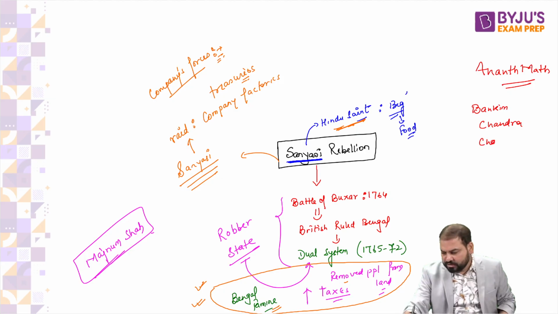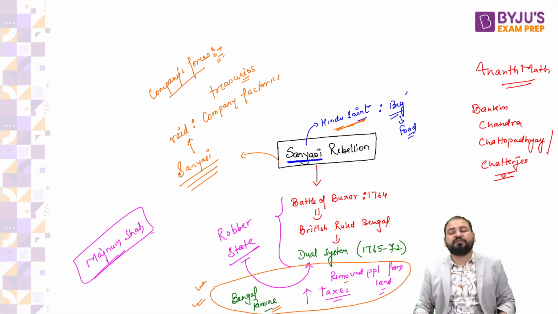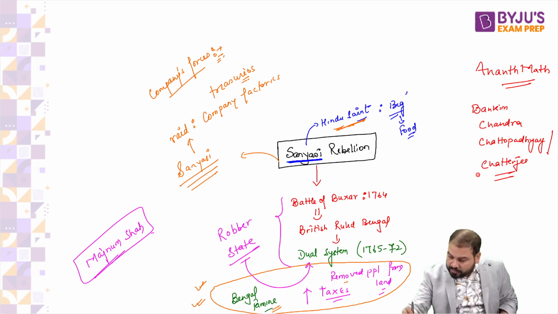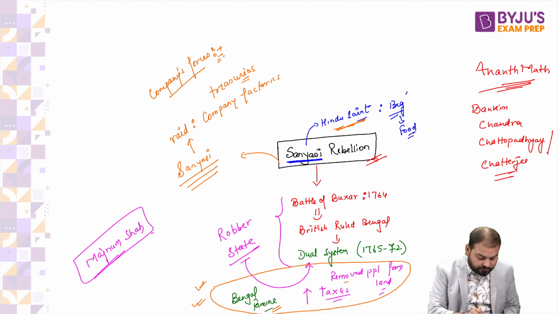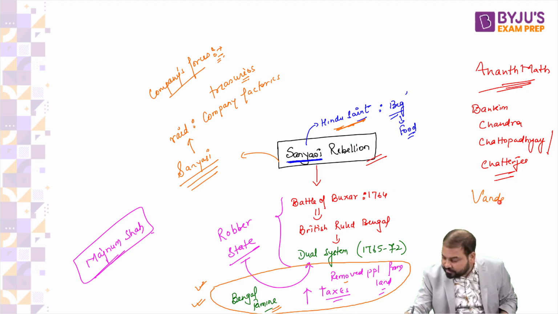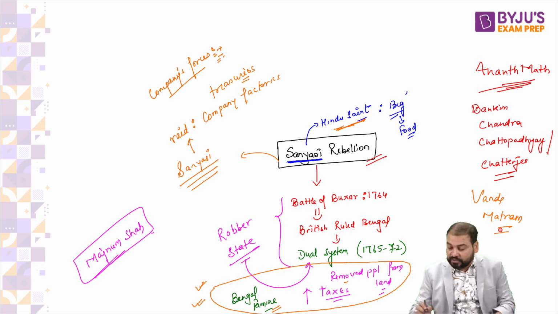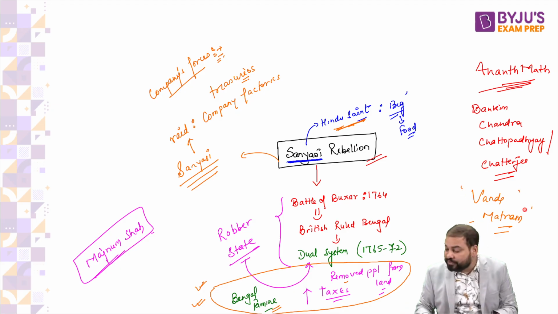Bankim Chandra Chattopadhyay or Chatterjee. The theme of Anand Mat was on the Sanyasi rebellion. From here only, Vande Mataram emerged. The song Vande Mataram had come from here only.